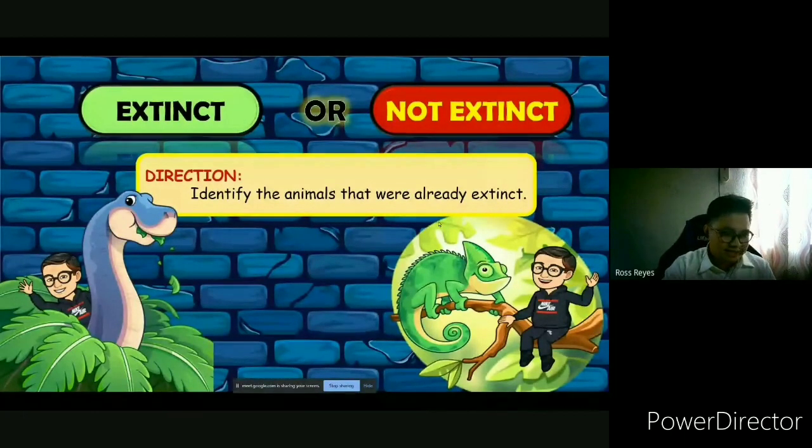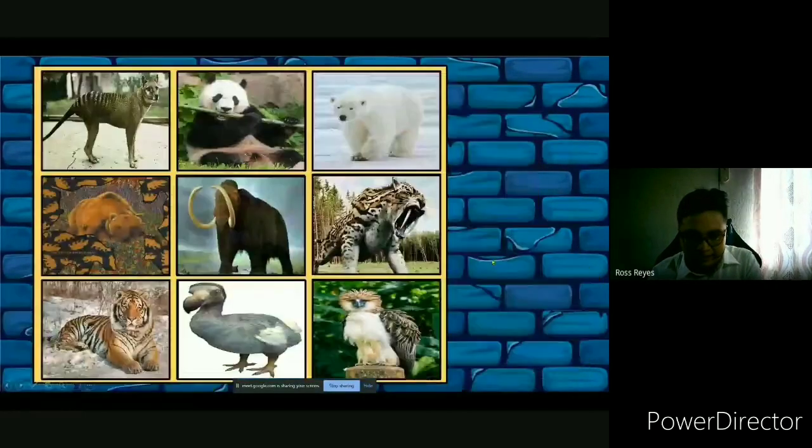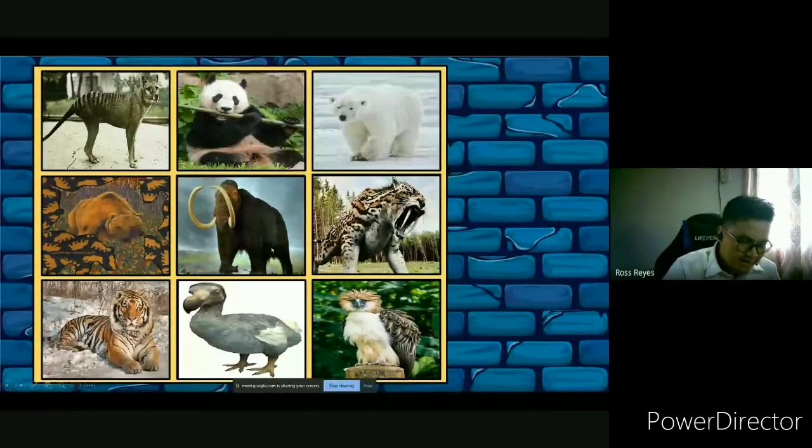This first activity is entitled Extinct or Not Extinct. You have to identify the animals that were already extinct. And when we say extinct, the animal is no longer existing here on our planet. Now, let us classify the following animals.